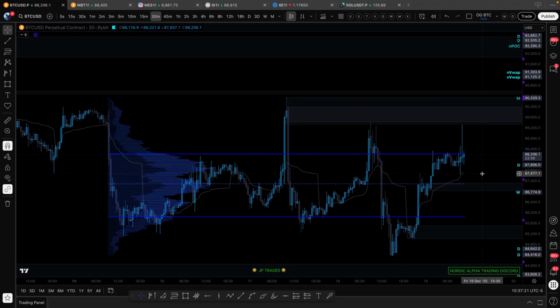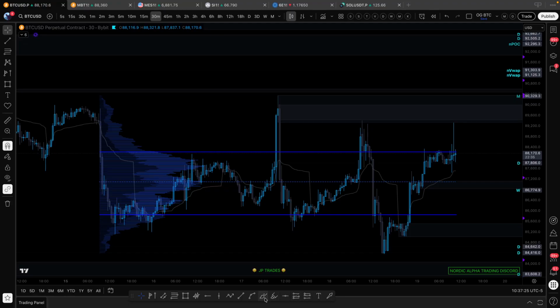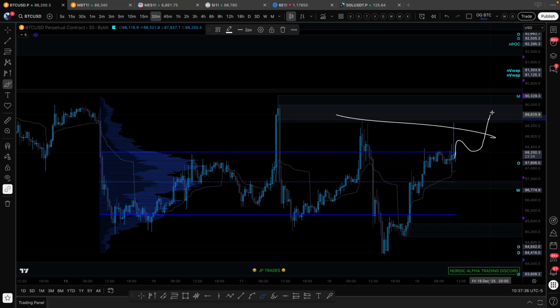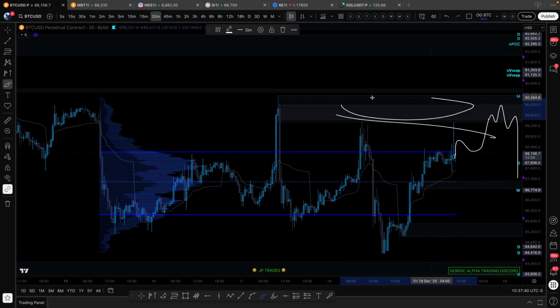Anyways, what am I looking for next? If we bust above this high and actually close some candles up here instead of just continuously wicking, I would want to see a back test of that value area high, come and sweep both of these highs, and we have some kind of structural change into this order block here for a move down.